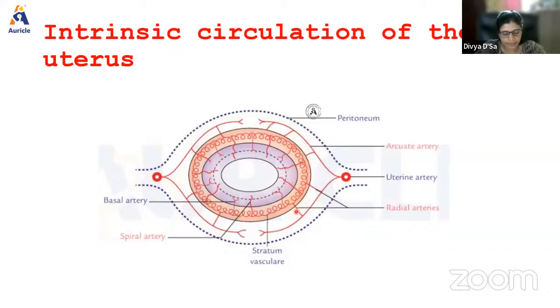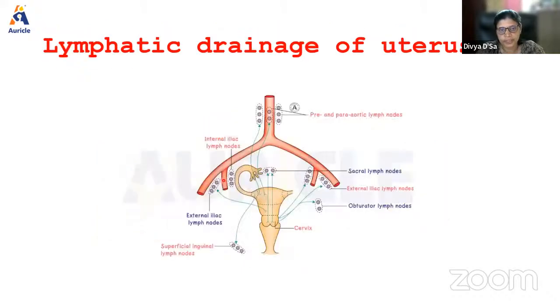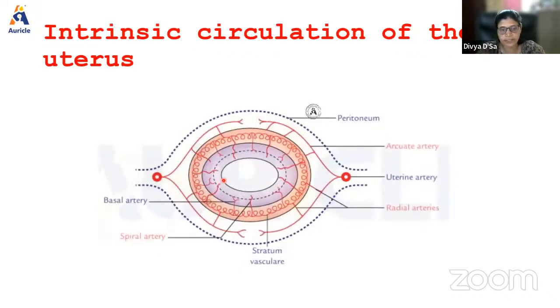From the stratum vasculare layer, two sets of arteries will begin. One is longer, one is shorter. Now the endometrium is divided into two parts, isn't it? One is called the functional layer, another is called the basal layer. The basal arteries supply the basal zone, whereas the longer ones are the spiral arteries. It gives two branches, the basal and spiral arteries. Spiral arteries reach up to the functional zone of the endometrium. That is the blood supply, the intrinsic circulation of the uterus. That is very commonly asked, intrinsic circulation.